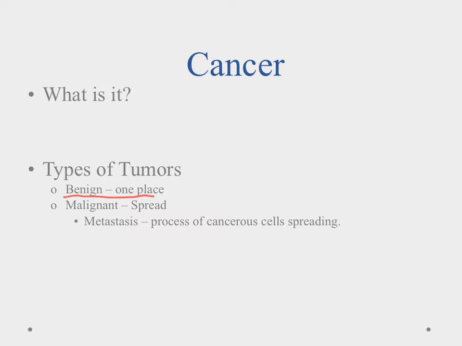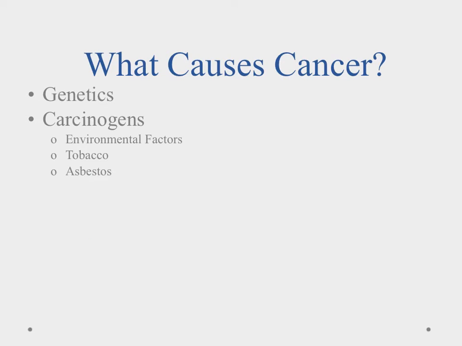We have a benign tumor, which is in one place, and then we have the malignant tumors, which have spread. And that process of the cancer cells spreading is what we call metastasis. Okay, so cancer is bad because it just creates a lump of cells that are just going to keep growing and growing and growing.